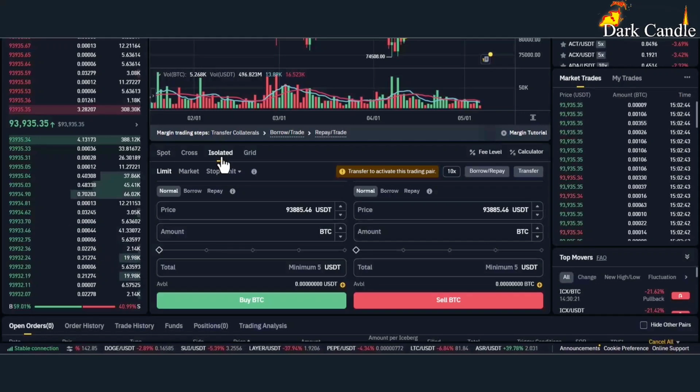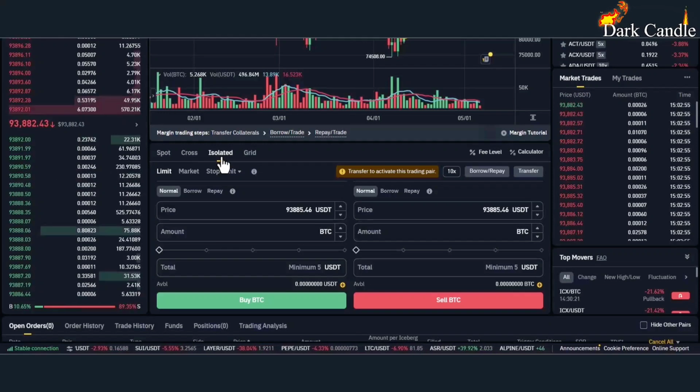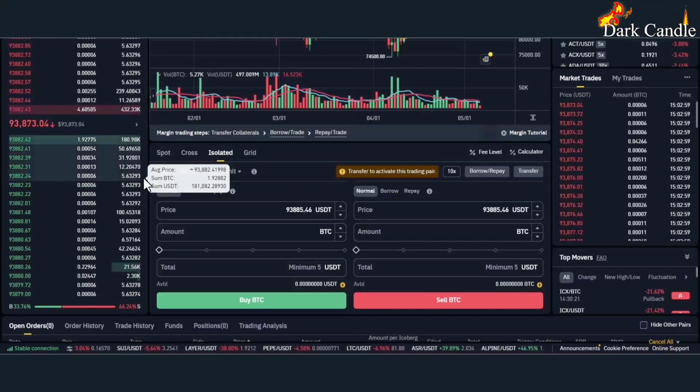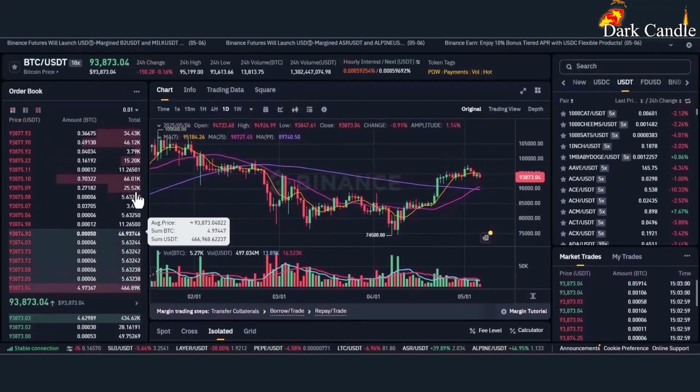Be very cautious with this. While leverage can increase profits, it also increases losses just as fast. A 10% move in price can liquidate your position if you're over-leveraged. So you've got to be very cautious about this one.